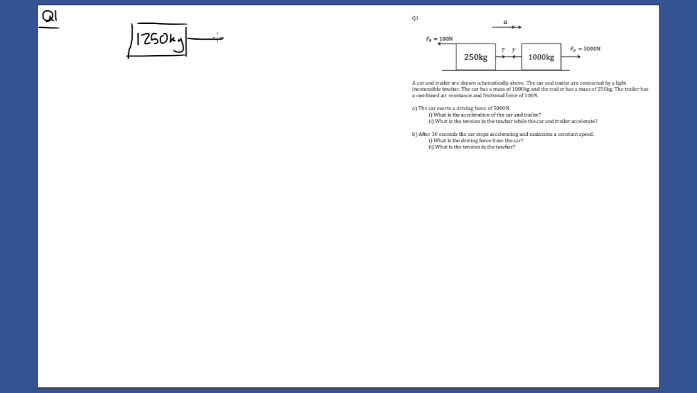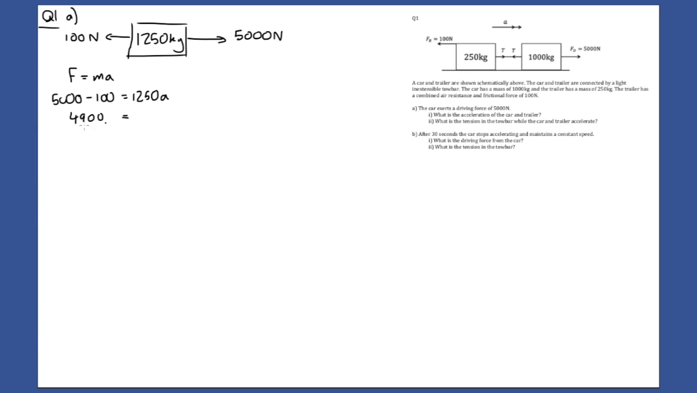I have 1,250 kilograms, the driving force is 5,000 newtons, and the overall resistive force is just 100 newtons, okay? So if we model it as one particle, it makes our life a lot easier. So I start with F equals ma, 5,000 minus 100 equals 1,250 times A. Okay, so we've just resolved the force for this part and written the mass times acceleration here. So this gives us 4,900.